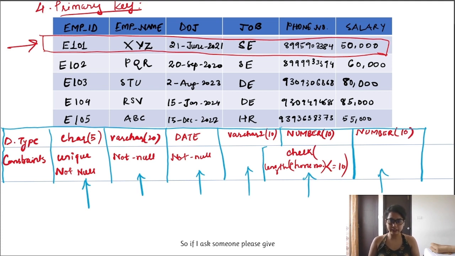So if I ask someone, please give me the detail of employee ID 101. So by using this employee ID, I can get the employee name, I can get the date of joining, which job employee ID 101 does, what is the phone number, what is the salary, right?